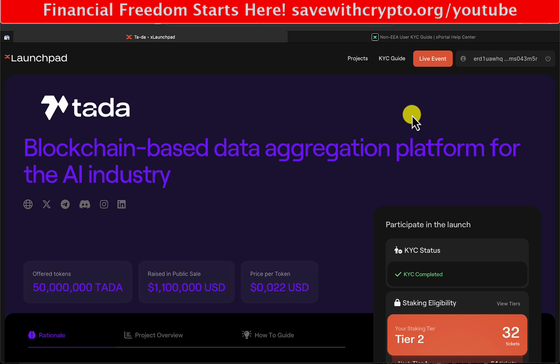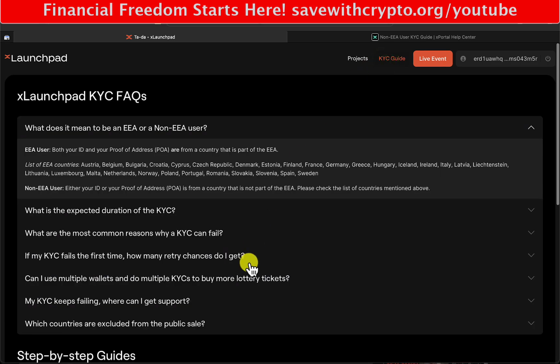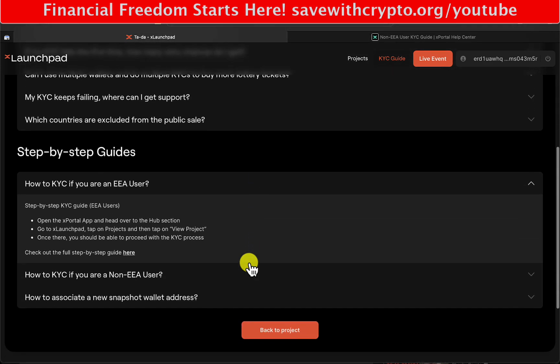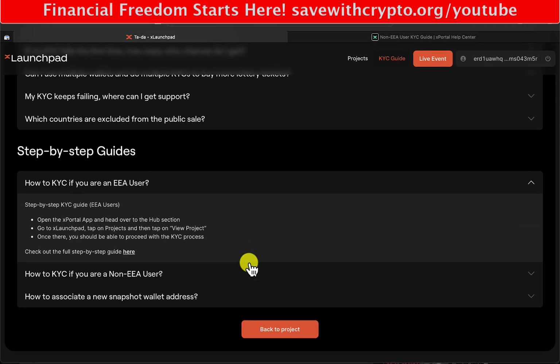Doing the KYC was a complete pain for me because I live in the UK, so you don't follow quite the same procedure that you do if you live in the EEA. The thing to do is go to the KYC guide here, which tells you what to do. I've seen so many people in the Telegram group who didn't follow the instructions.